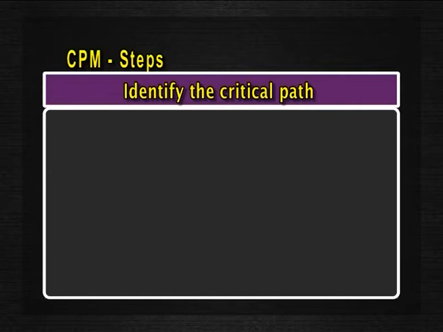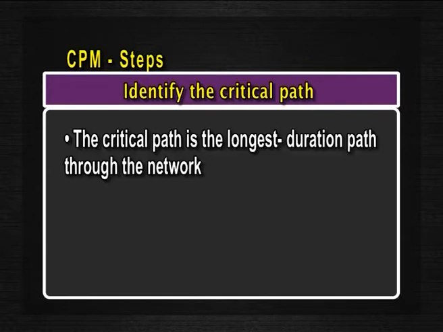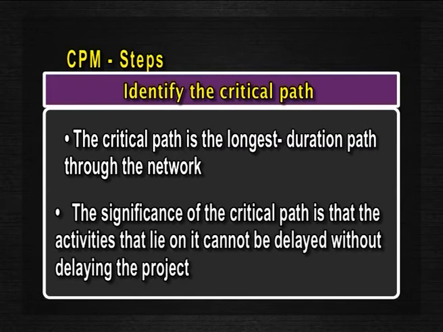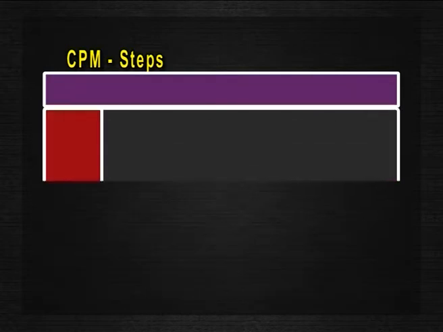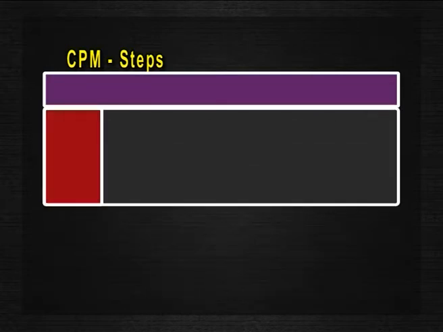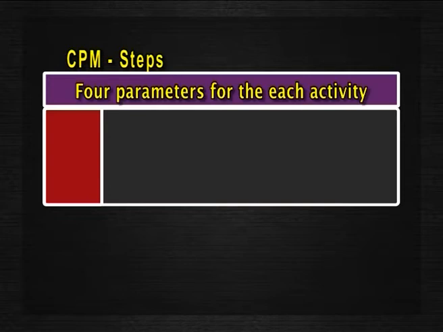Next is to identify the critical path. The critical path is the longest duration path through the network. The significance of the critical path is that the activities that lie on it cannot be delayed without delaying the project. Because of its impact on the entire project, critical path analysis is the most important aspect of project planning. The critical path can be identified by determining the following 4 parameters for each activity.